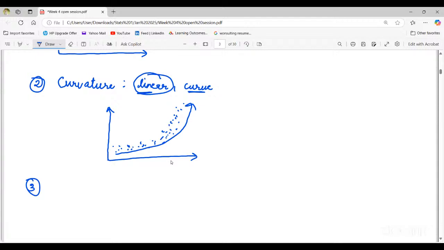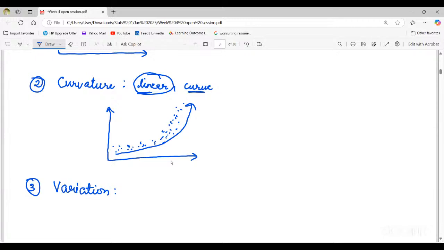Ma'am, in the upcoming session, we'll be having curvature also? No, no, we will only consider the linear one. Okay, ma'am. So now you understood. We have direction, upward, downward. Then we have curvature, which is linear or curve. Then we have variation. Okay.